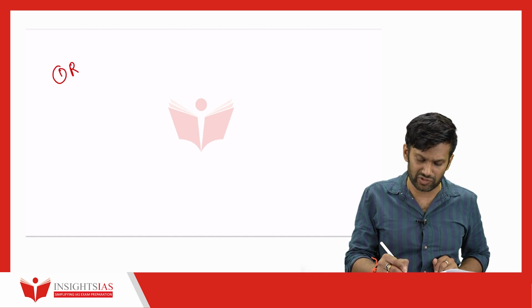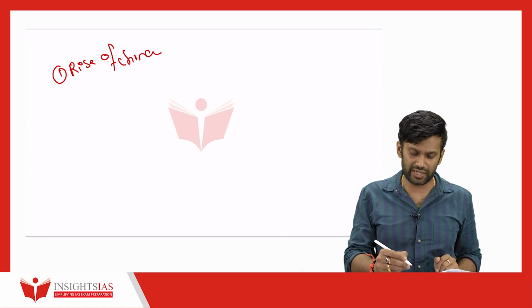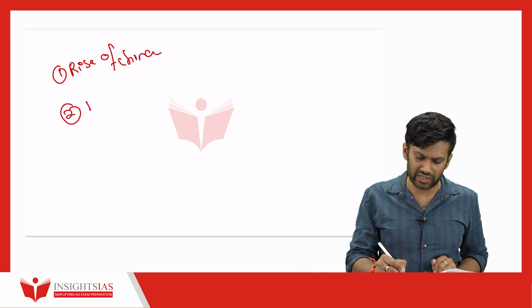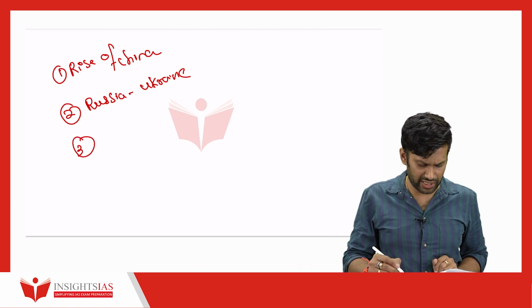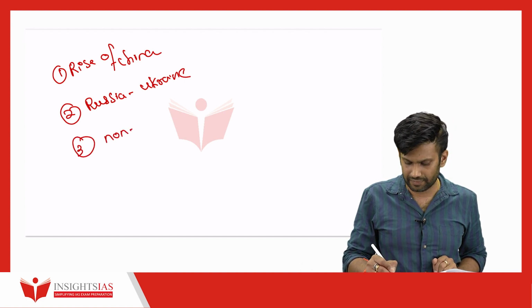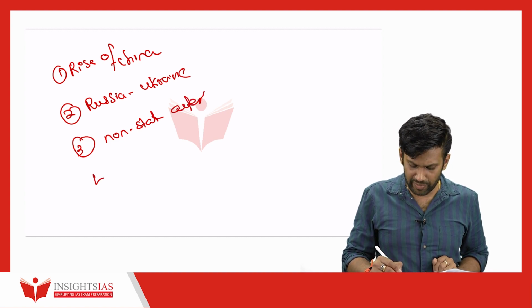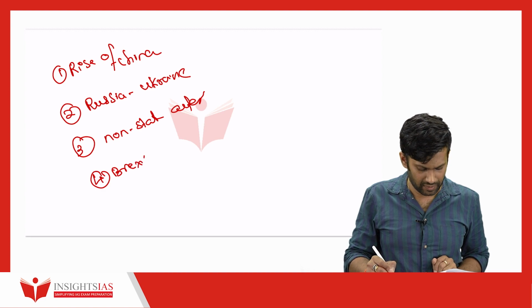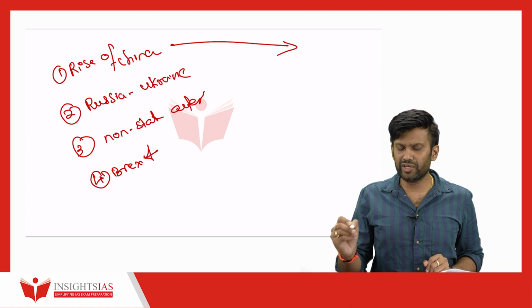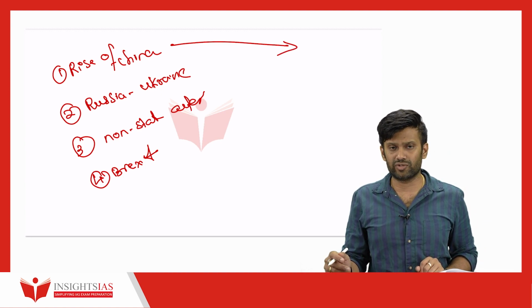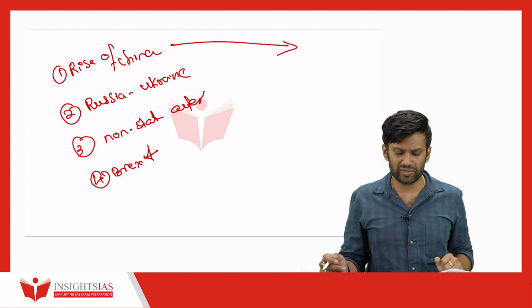One is the rise of China, since China is challenging the liberal world order which has been created. Second one is the Russia-Ukraine crisis. Third one is the rise of non-state actors. Fourth one is Brexit. So now you can say that the rise of China and China's assertion in the Indo-Pacific brings both India and the European Union closer together to build a common strategic vision.